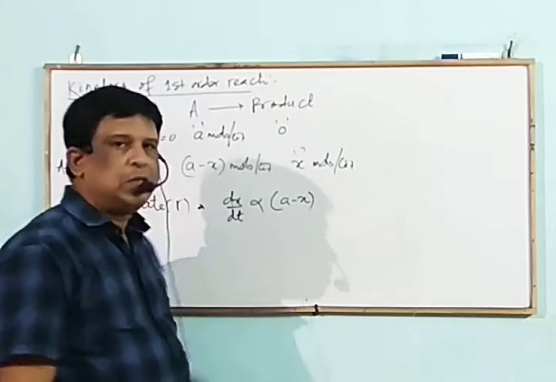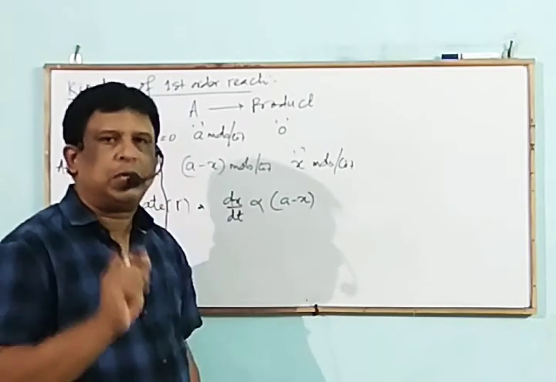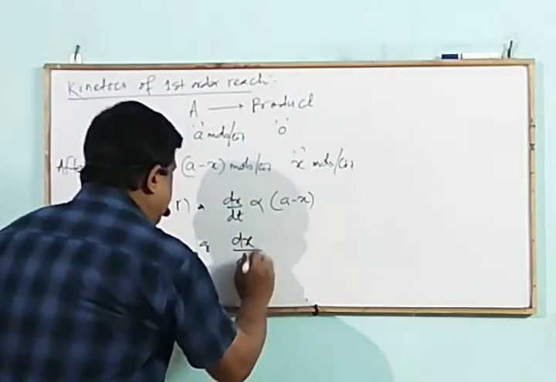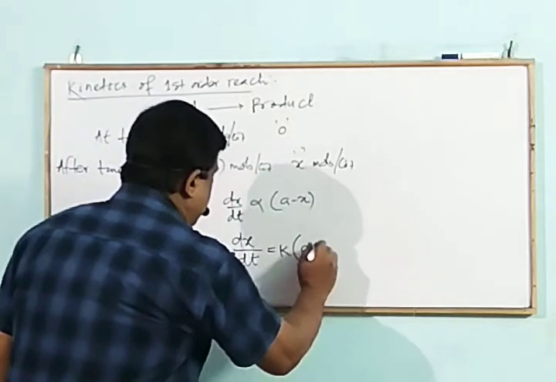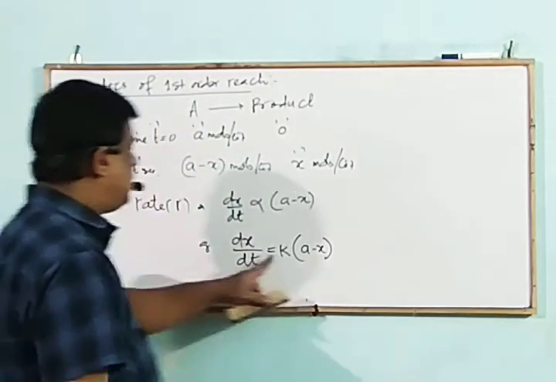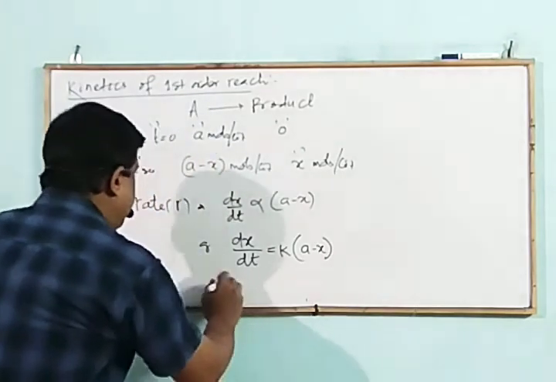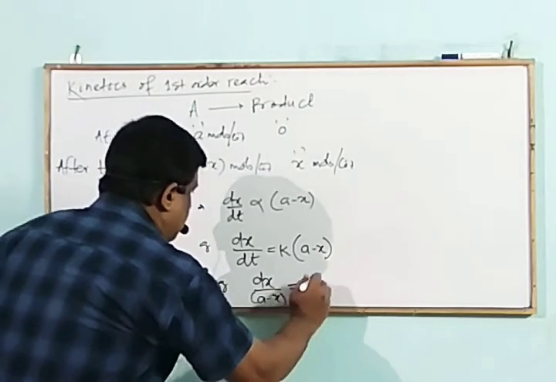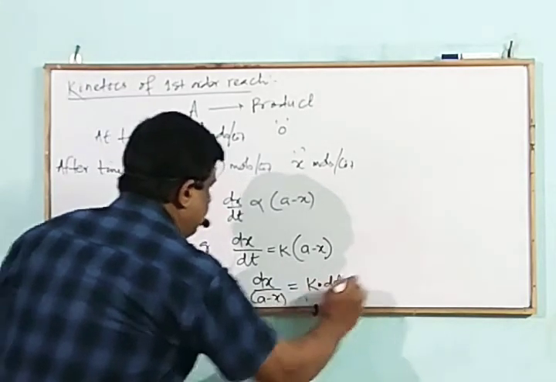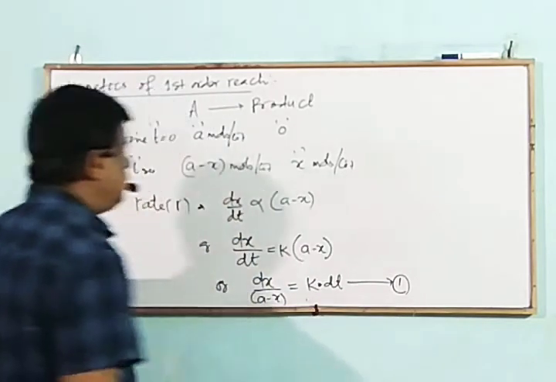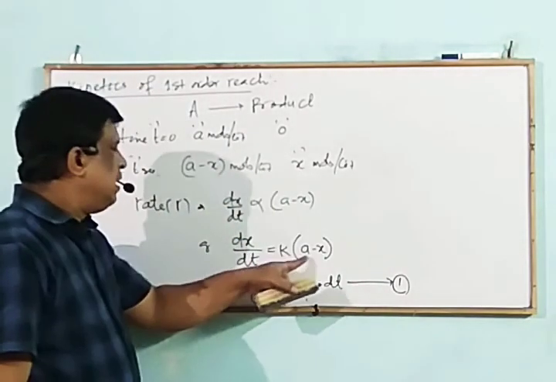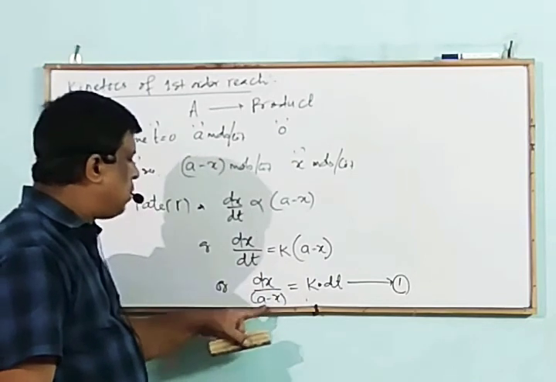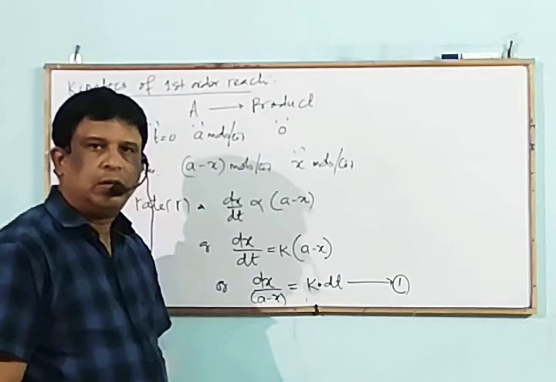If we remove the proportional sign, then we have to put equal and a proportionality constant, or dx by dt is equal to k into a minus x, where k is a proportionality constant. Or if we rewrite, dx by a minus x is equal to k into dt, equation 1. Rewrite the above equation: this a minus x moves to this side, dt transfers to this side. So dx by a minus x is equal to k into dt.